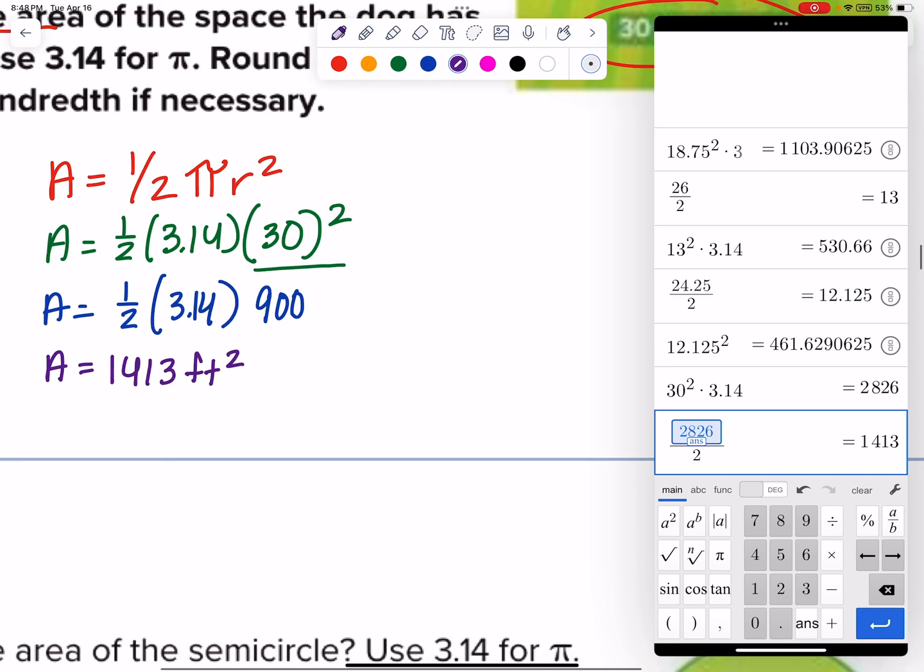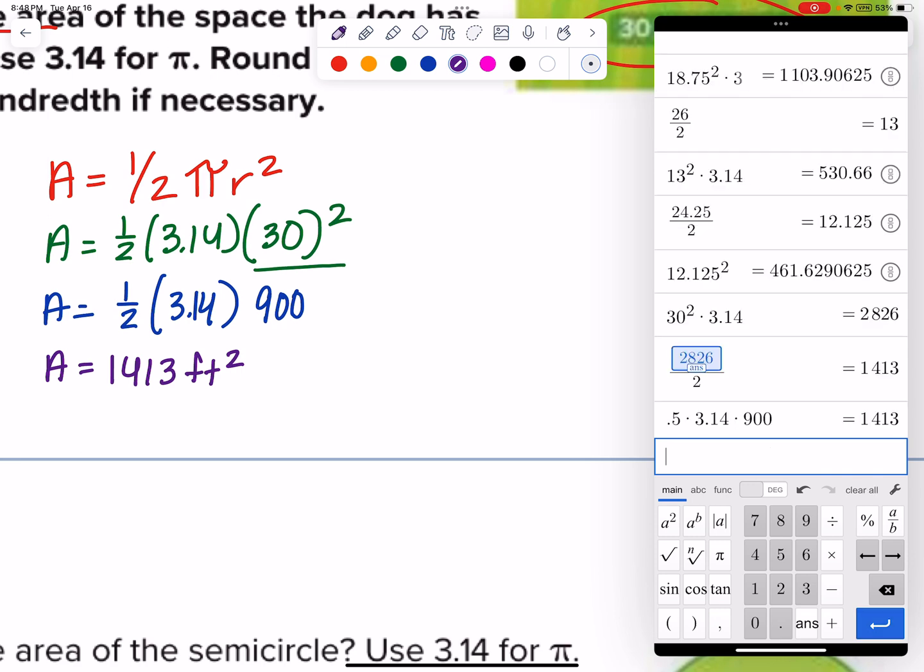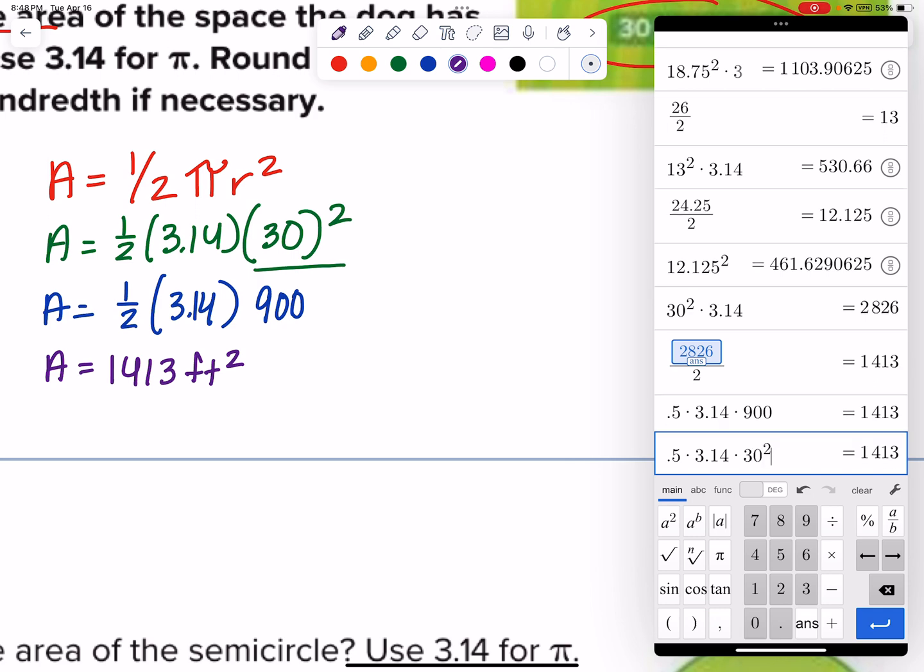Okay, so let's sort of just explore the other methods here. So if we did 0.5 times 3.14 times 900, you can see we get the same thing, the 1413. Okay, if you are going to type it with the exponent, it would look like this: the 0.5 times the 3.14 times 30 squared, and it's still going to get the same thing, and that's only because this calculator is going to follow order of operations.